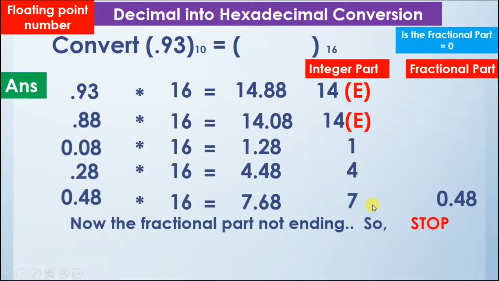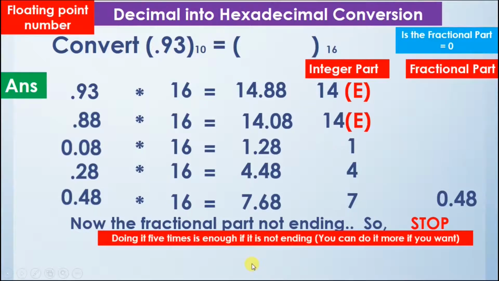So we will stop in 2 cases. The first case is that the fractional part is equal to 0 and the second case is that the fractional part is not ending. So we will multiply it 5 times and if it is still not equal to 0, then we will stop the procedure. So doing it 5 times is enough if it is not ending. But you can do it more if you want to. But that is enough as far as calculations are concerned. You don't need to go ahead.